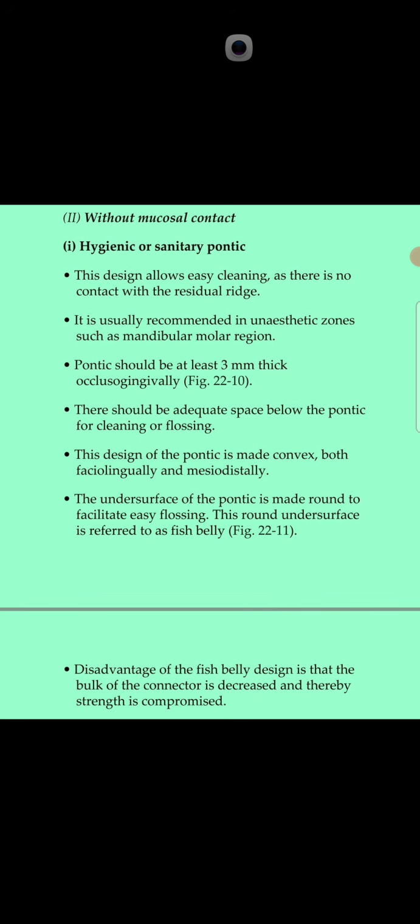Now come to the second types, which is the without mucosal contact. Without mucosal contact there are two types. One is the hygienic or sanitary pontics. Sanitary means sanitization, sanitary pontics mean cleaning.